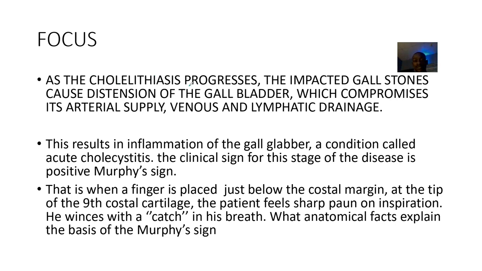They said that as cholelithiasis progresses, the impacted gallbladder causes distension of the gallbladder, which compromises what? Its arterial blood and venous and lymphatic drainage. So this results in inflammation of the gallbladder. That's a condition known as acute cholecystitis. So the clinical sign for this stage of disease is called a positive Murphy's sign.